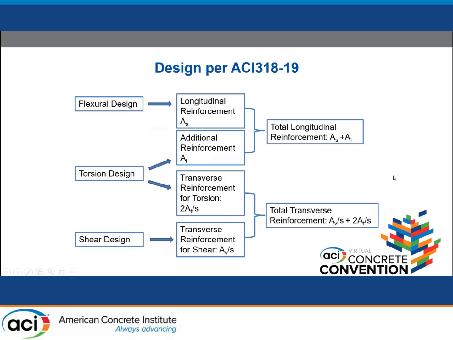We also listed the procedure for the ACI 318 design method. It is very similar to the AASHTO design procedure, and we did the flexural design and the shear and torsion design separately. One thing is that for torsion, ACI 318 requires some additional reinforcement. If you add the additional reinforcement to the longitudinal reinforcement, you can come up with the required total longitudinal reinforcement for the section.